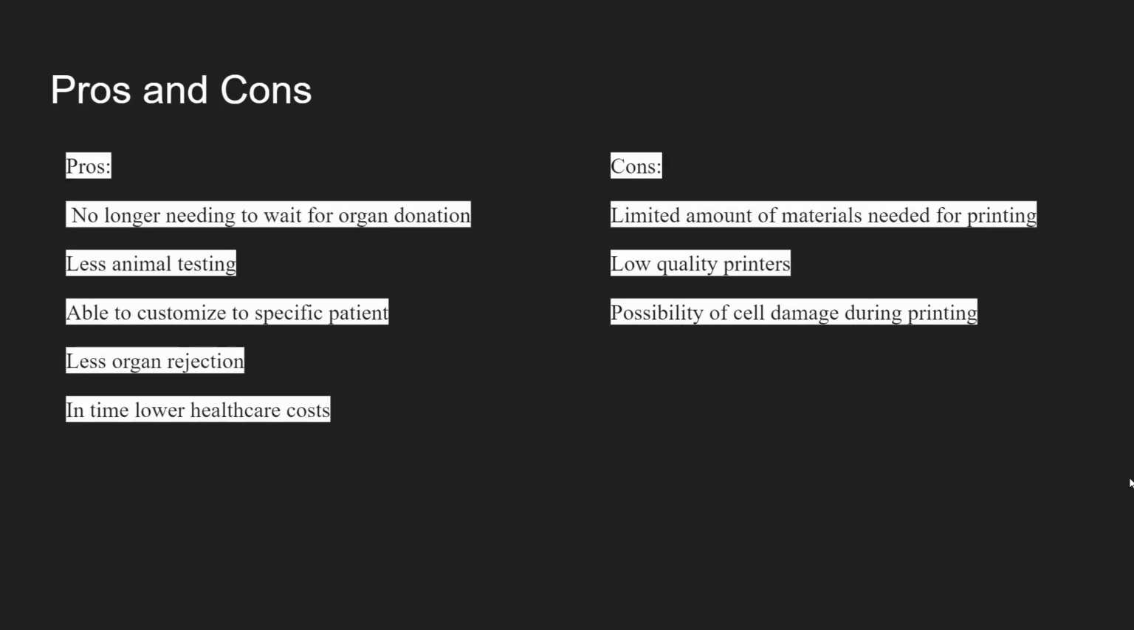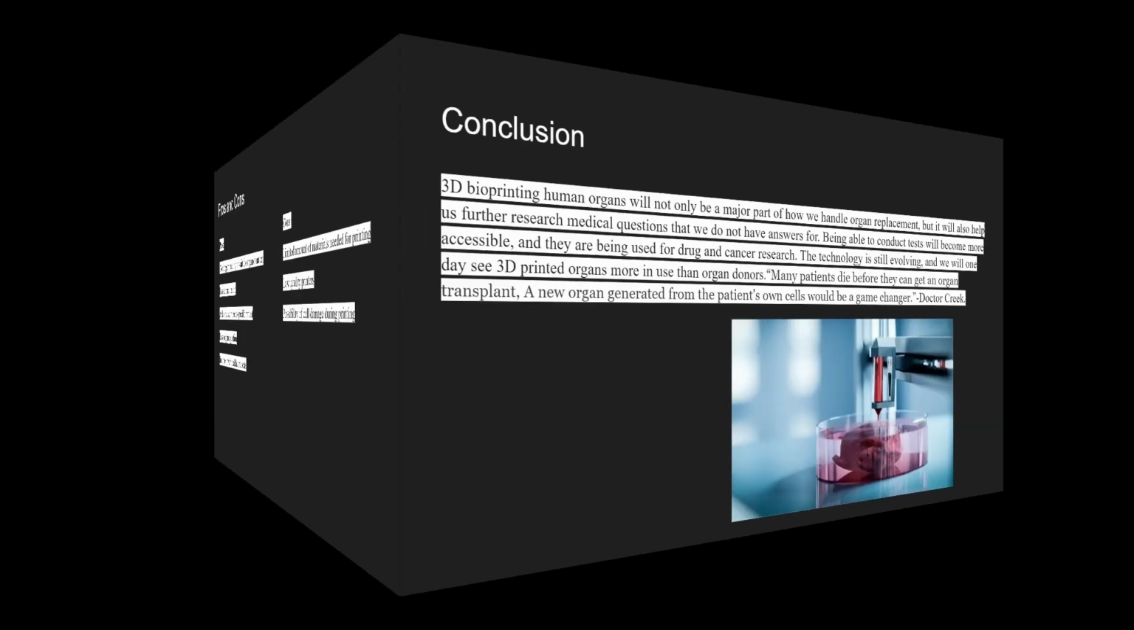Pros and cons. Pros: no longer needing to wait for organ donation. Less animal testing. Able to customize to specific patient. Less organ rejection. In time, lower healthcare costs. Cons: limited amount of materials needed for printing. Low quality printers. Possibility of cell damage during printing.